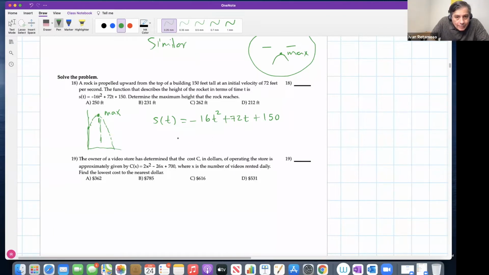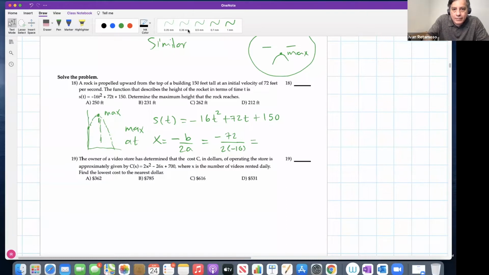But again, minus b over 2a is where the maximum will happen, right? Maximum value at this, maybe I should write, right? The maximum at x equals minus b over 2a. But what is b here? It is 72. Twice a is minus 16. We're going to compute this in the calculator, right? Take your calculator and compute it.